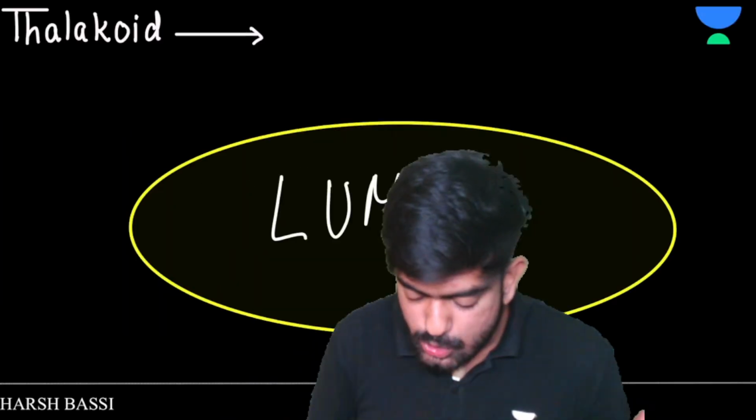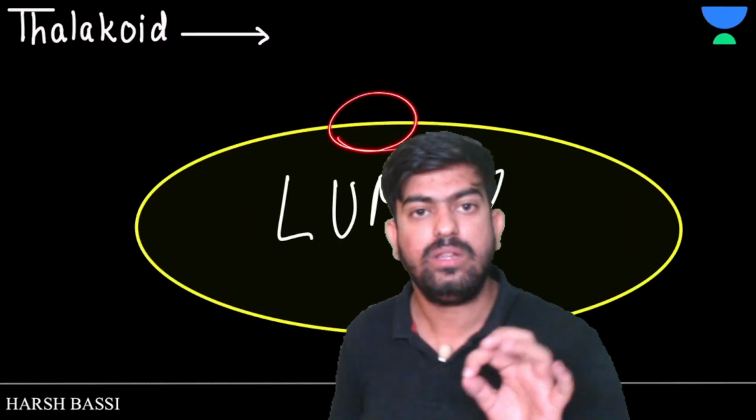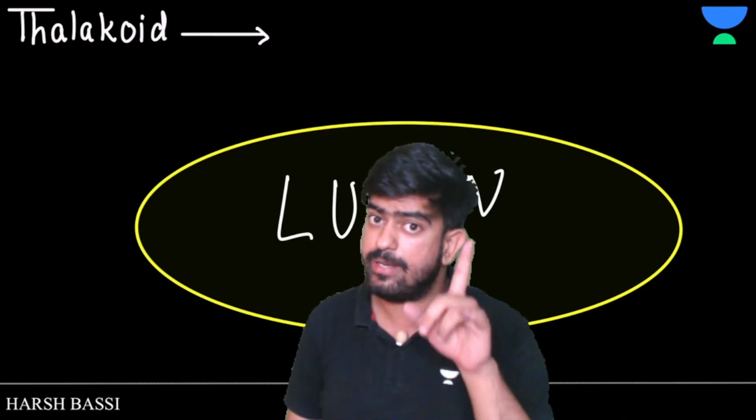We have read in class 11th about the cell chapter. In the cell chapter, we have read the structure, so we are going to draw that structure. Wherever I am talking about the cell membrane, all cell membrane will be the same. So I am drawing the cell membrane of the thylakoid.